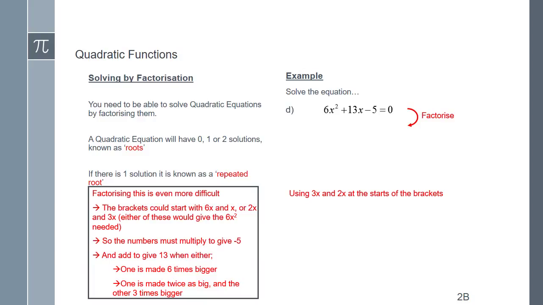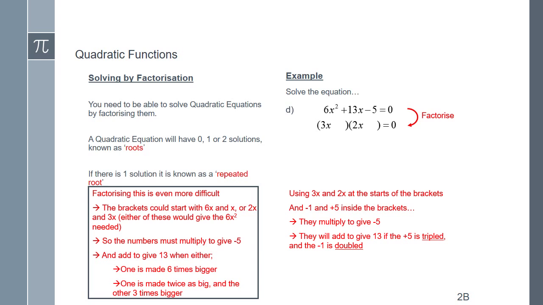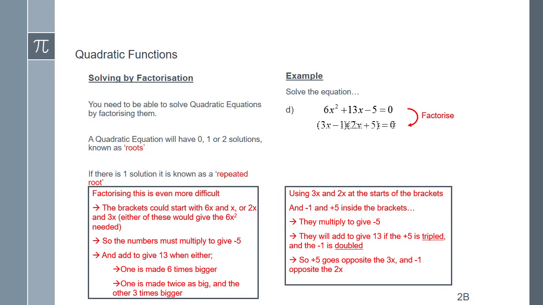If we use 3x and 2x at the starts of the brackets, then the minus 1 and the 5 inside the brackets multiply to give the minus 5, and they will add to give the 13 if the minus 5 is tripled and the minus 1 is doubled. So that means that the plus 5 must be in the opposite bracket to the 3x, and the minus 1 must be in the opposite bracket to the 2x. So we end up with 3x minus 1, 2x plus 5 is equal to 0.